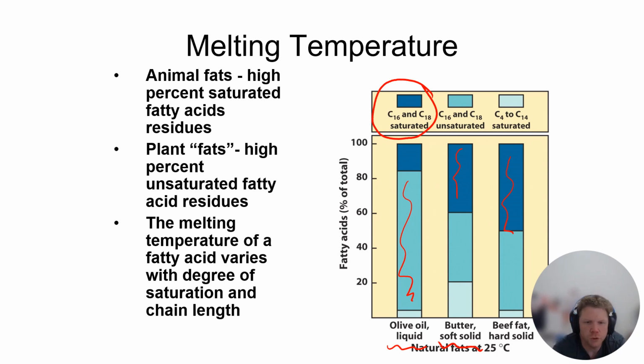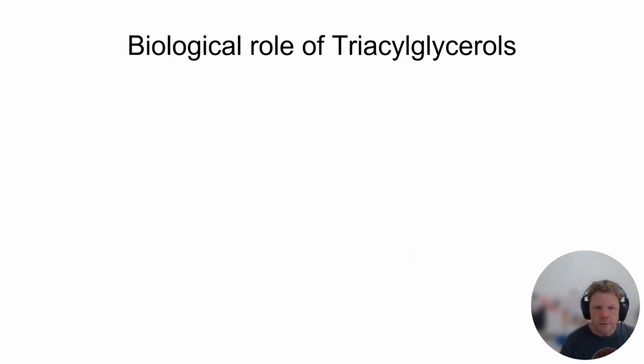Now, the melting temperature of fatty acid varies with the degree of saturation and the length of that chain. That's kind of what we've already talked about. In this figure right here, this graph, I really like this one, and I think it's an important one to keep in mind. The more comfortable or familiar you are with that graph, the more that a figure that we're going to talk about later on when we talk about membranes and membrane integrity, the more that will make sense.